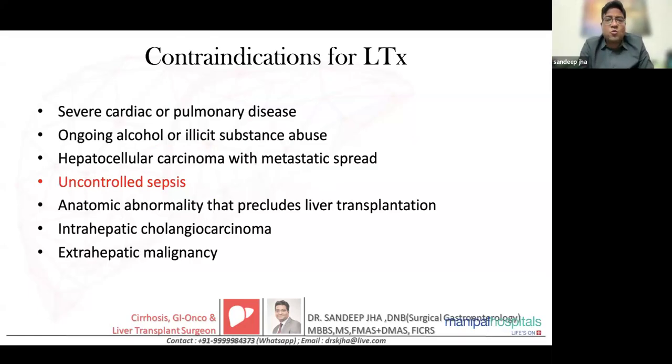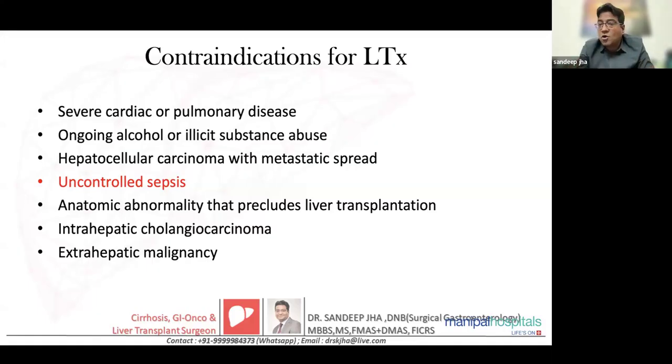Now, when you're referring a patient, if you have thought that this patient meets the criteria for transplant, then you have to see certain contraindications so that these patients benefit from a liver transplant. They may be a candidate, but they are so advanced or so far out that they will not benefit from a liver transplant. So if they have a severe cardiac or pulmonary disease, even if we do a liver transplant, the cardiac or pulmonary disease will definitely kill the patient.